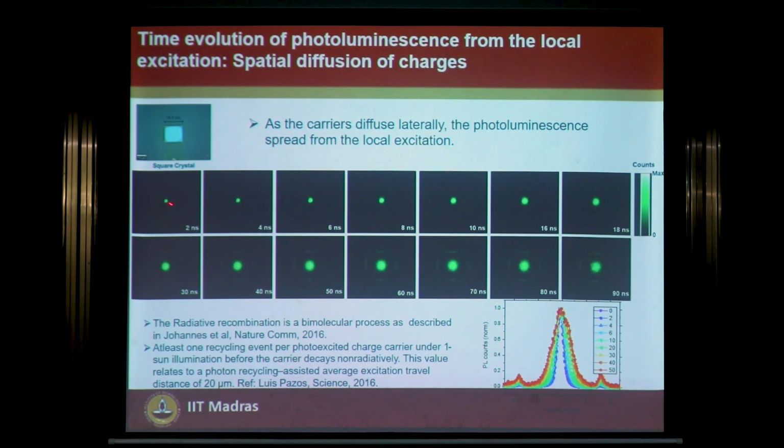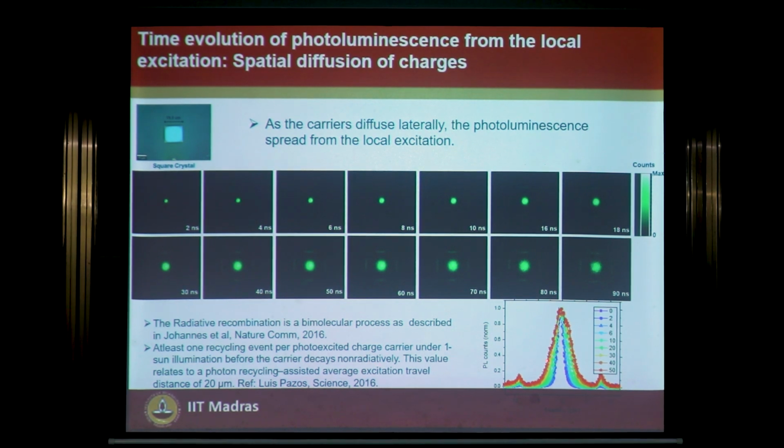This is the local excitation spot at time 0, when the pulse has just arrived or just left. Then as time evolves, you can see the PL is also distributing in the lateral direction. What it is telling us is that the charges are diffusing across the system, and you are getting a PL from that because it's a bimolecular recombination.